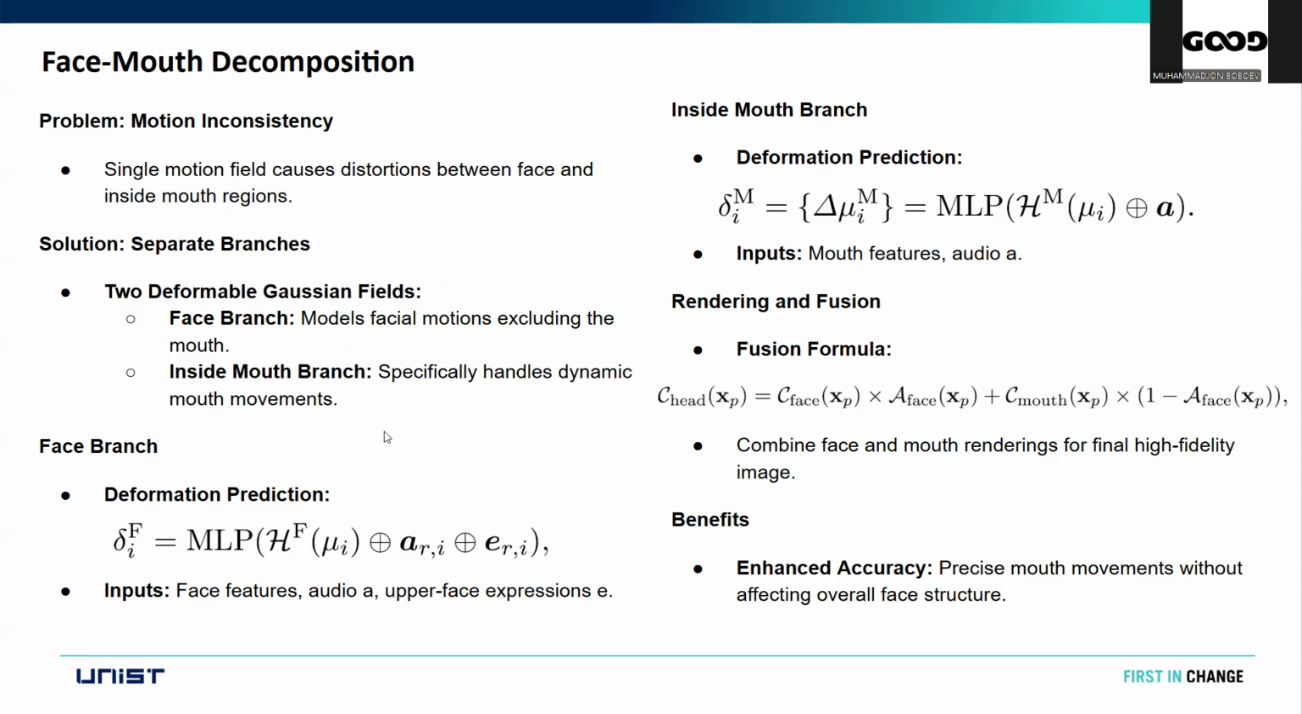For the face branch, it just models facial motion, excluding the mouth. And for the inside-mouth branch, they specifically handle only the dynamics of the mouth movement.